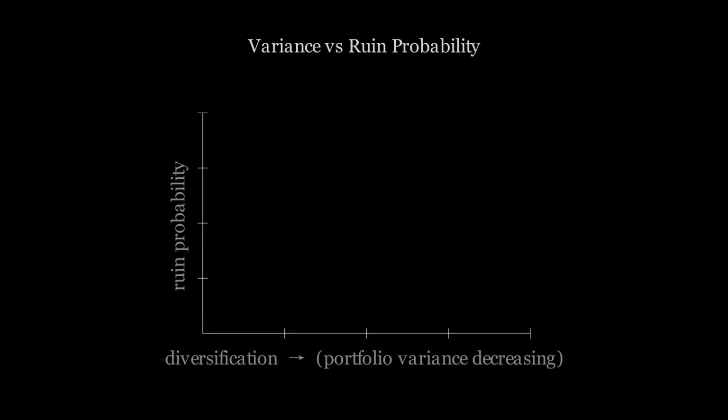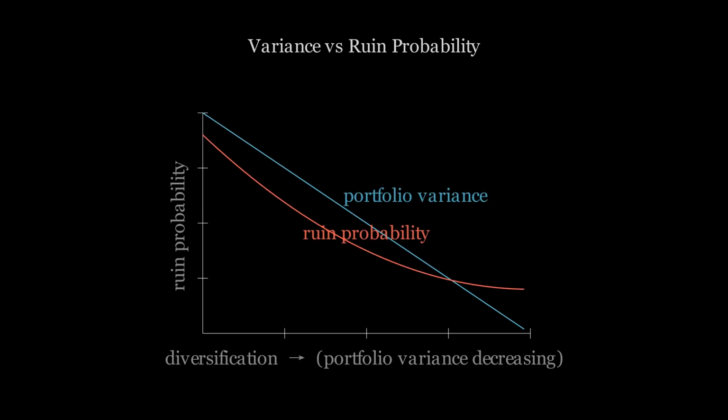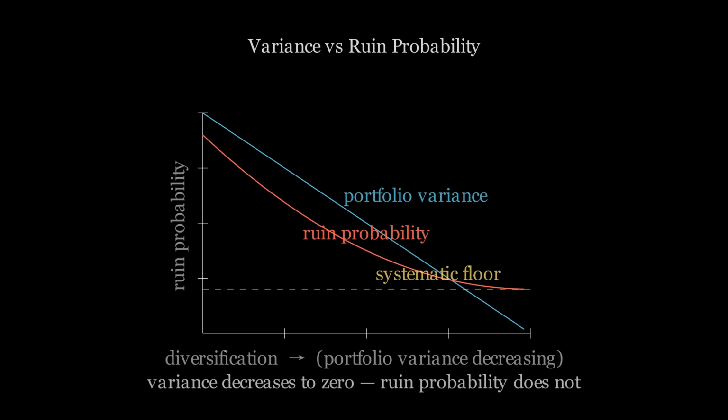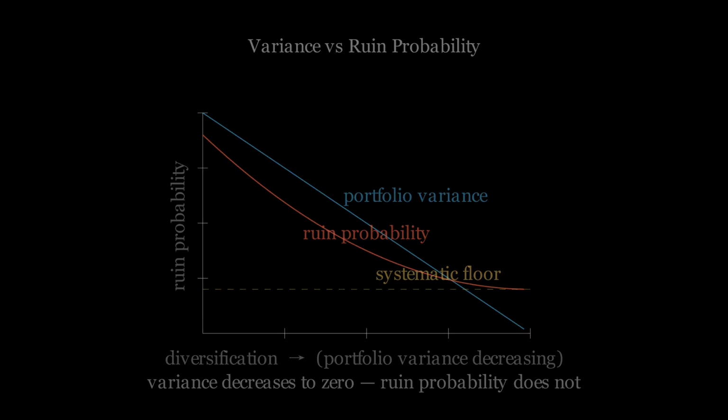As diversification increases, portfolio variance decreases toward zero, but ruin probability does not track variance. It flattens and stays bounded from below. There is a floor that no amount of diversification can breach. The two quantities are not linked.